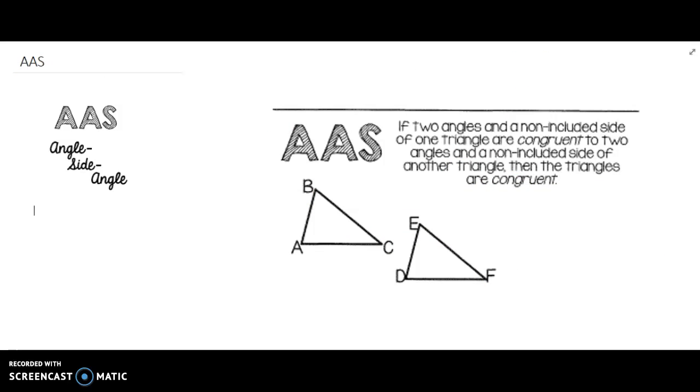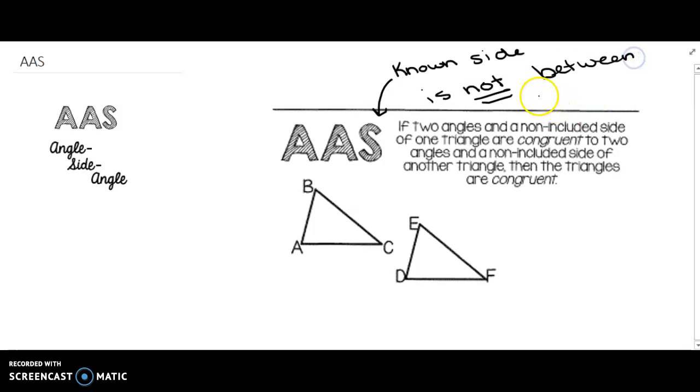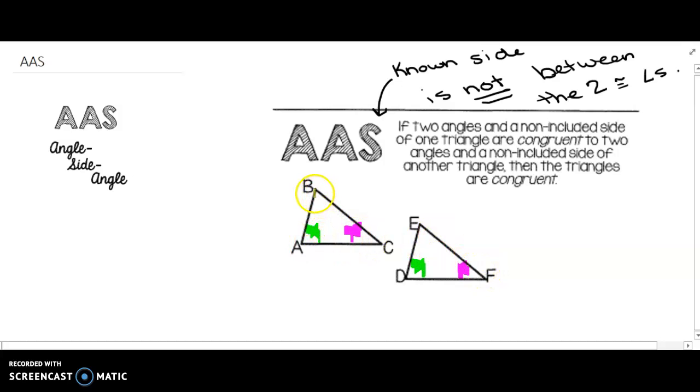All right. Now our next theorem is angle, angle, side. Now notice the known side is not between the two congruent angles. Okay, so let's suppose I have this angle here and this angle here. We know those are congruent. Say we know this angle and this angle are congruent. And the side that is congruent is not between these. So it could either be BC and EF, or it could be BA and ED. It doesn't matter. I'm just going to put BC and EF.